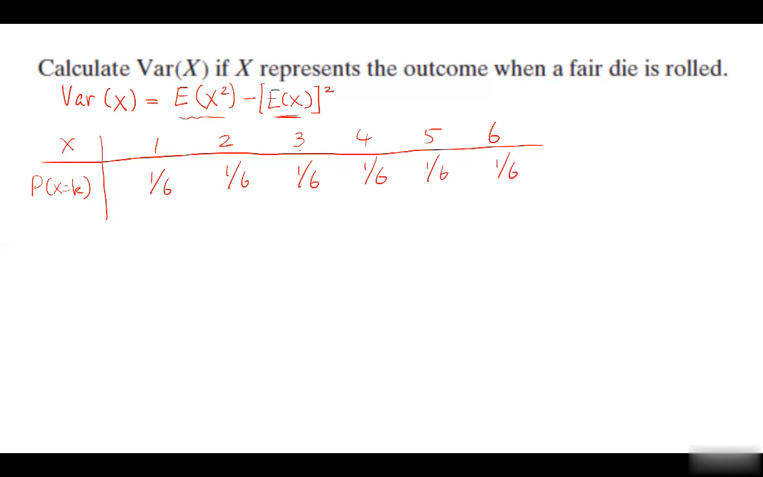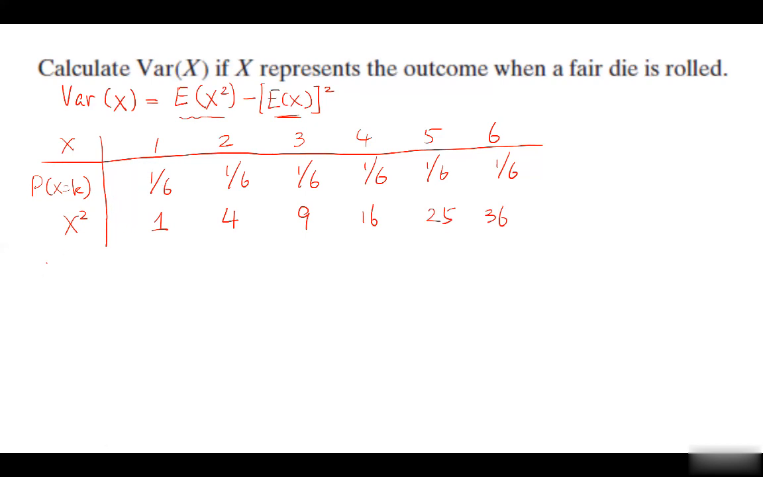Okay, so remember that we also need to calculate the expected value of x squared, right? So we also need to find all the possible values that x squared can be, which are 1, 4, 9, 16, 25, and 36, with corresponding probabilities of 1/6 each, right?